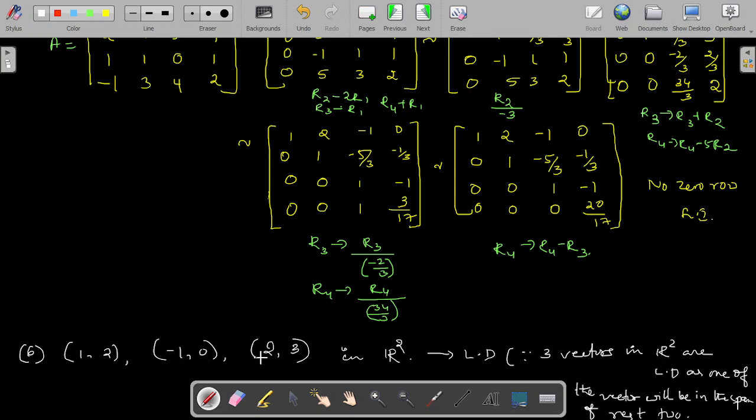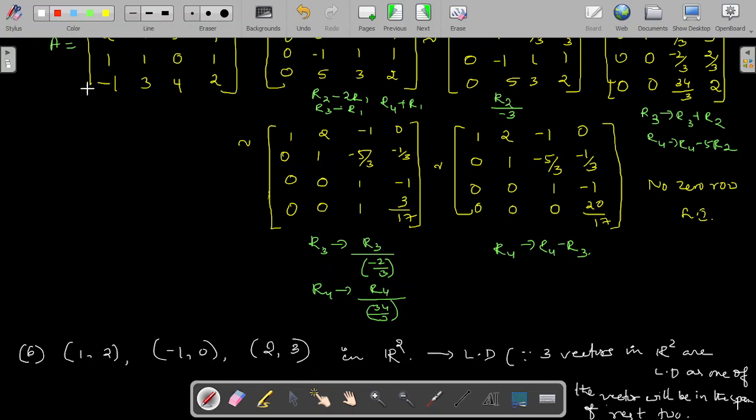Next, one more problem. 1, 2, minus 1, 0, 2, 3. These are three vectors in R square. So you can directly conclude that these three vectors are linearly dependent because three vectors in R square are linearly dependent. We are not checking here for multiples. Whenever you have two vectors, you have to check whether they are multiples of each other. Whenever you have three vectors in R square, they are linearly dependent only because one of the vectors will be in the span of the other two. Hence it gets merged and you will get linearly dependent vectors.